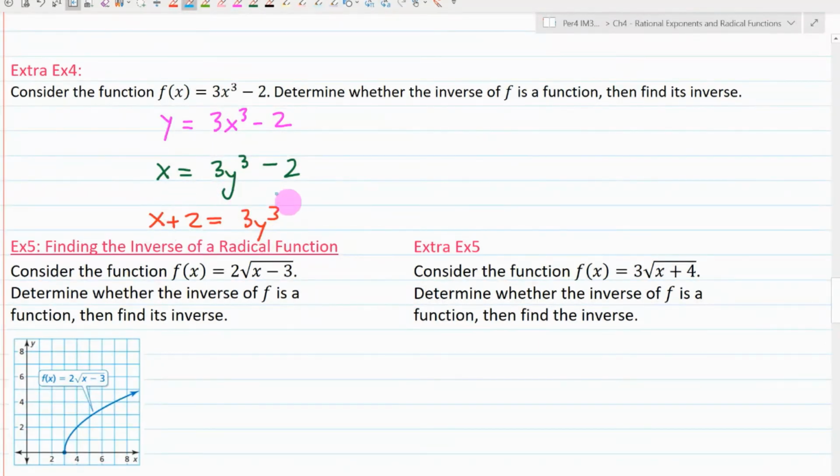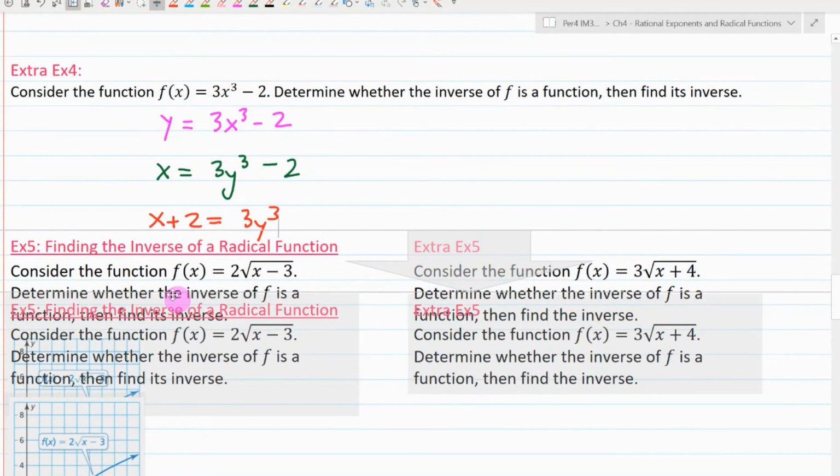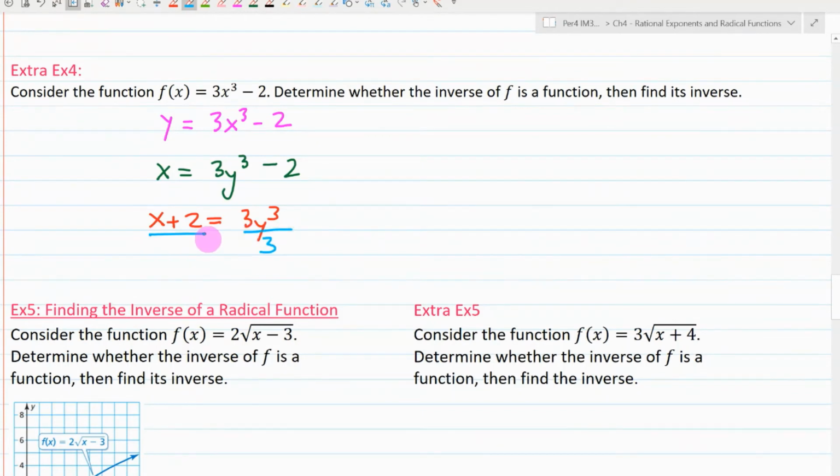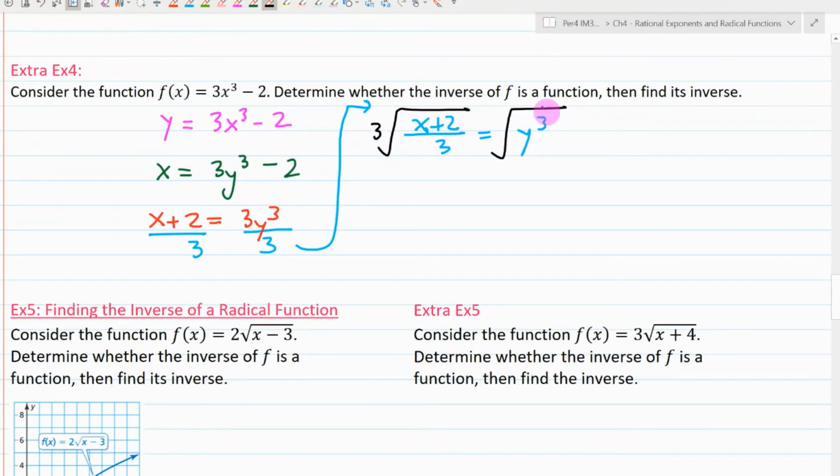Then we're going to undo the multiplication and division next. So we're going to divide both sides by 3. So if I divide both sides by 3, then that's going to give me x plus 2 over 3 equals y to the third. And then the last thing I have to do is get rid of this exponent. So I'm going to take the cube root of both sides. These will cancel, and we don't have to do a plus minus because that's not an even number. Some people will leave the answer like this.